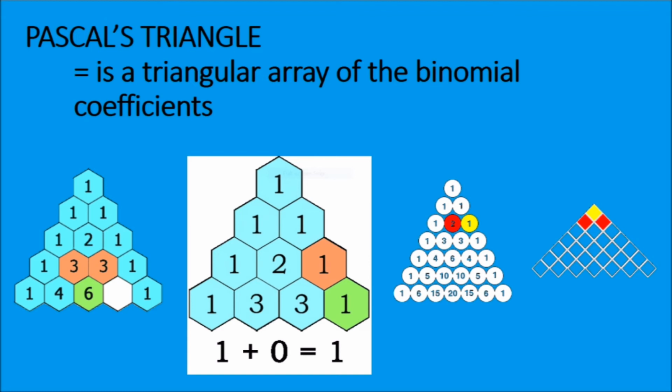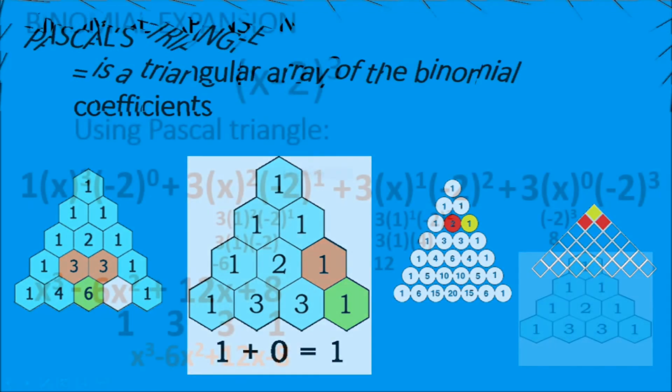How do we locate the exponent of the binomial? Look at the second digit of the triangle that you've constructed, and if the number is the same as the number of the exponent of the binomial, it will become the numerical coefficients of the polynomial.